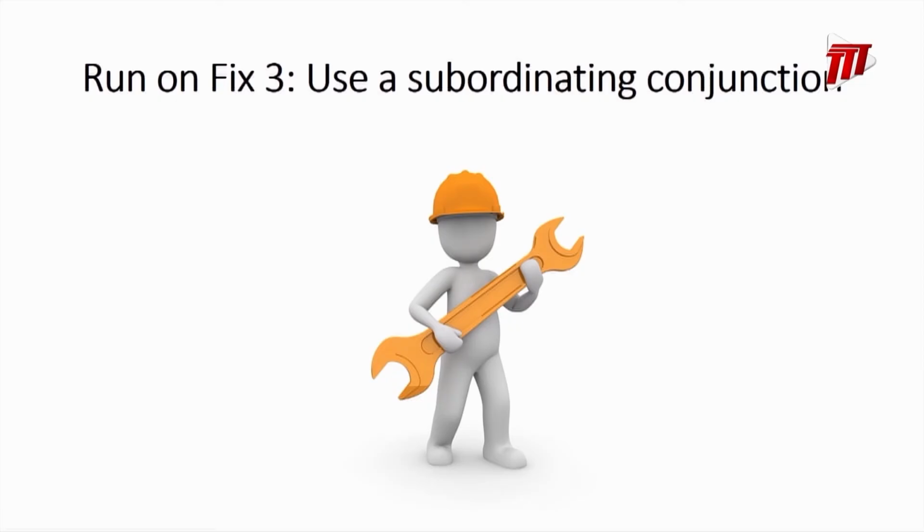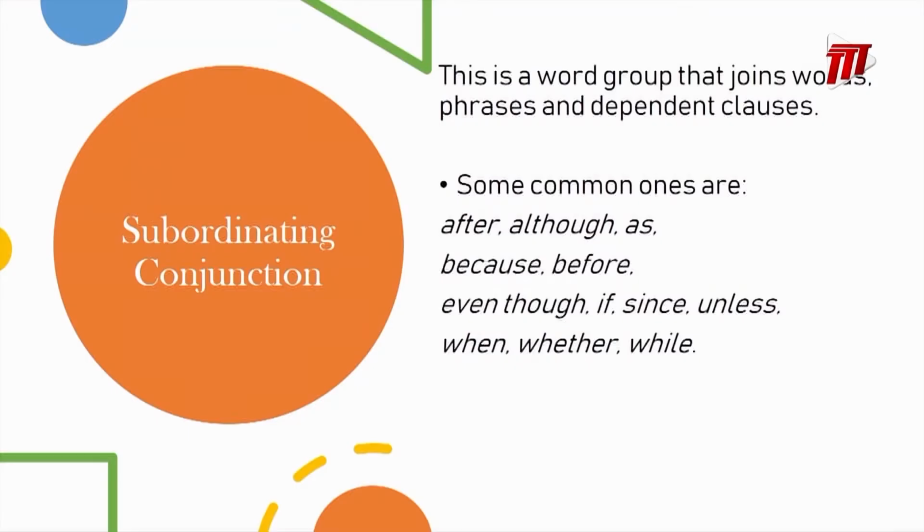But today, now we have a third way of fixing a run-on sentence, and that is by using a subordinating conjunction. So, let's do a quick review on what a subordinating conjunction is. You learned about the coordinating conjunctions before. You remember them, right? Fanboys. But now we have the subordinating conjunctions. And what are they? They are simply conjunctions that join words, phrases, and dependent clauses. And here are some examples of subordinating conjunctions.